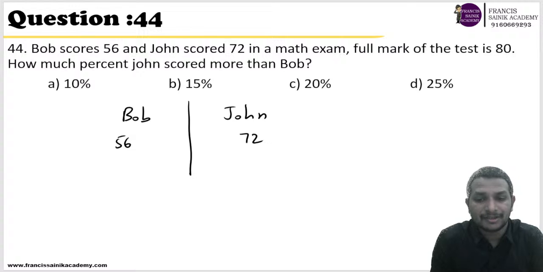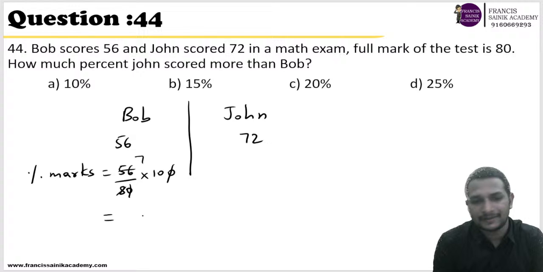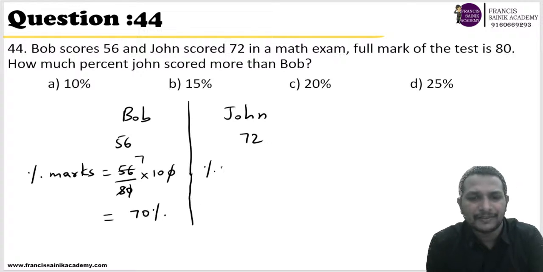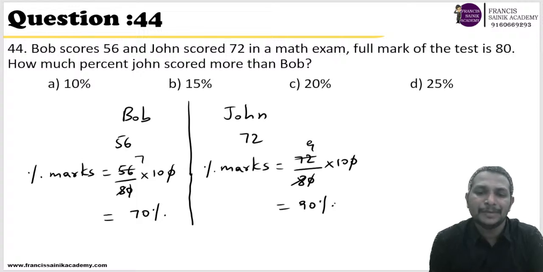We need to find the percentage of marks each got. The marks Bob got is 56 by total marks 80, into 100. 0 cancels, 8 sevens are 56, so that's 70%. Bob got 70 percentage. Coming to John, John got 72 marks out of 80. 0 cancels, 8 nines are 72. So he got 9 into 10, 90 percentage.